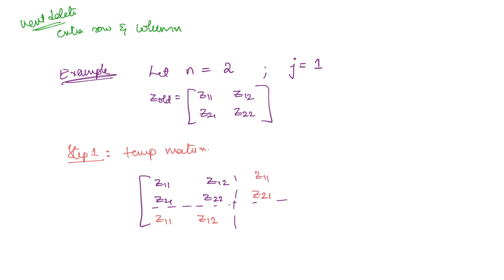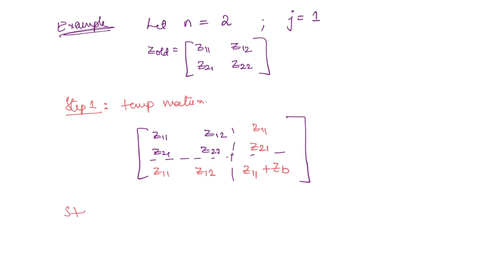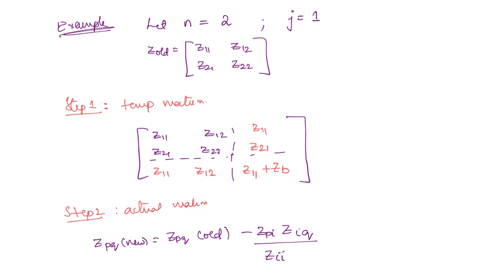Then what will be the diagonal element? Zjj plus ZB. Here j is 1. So Z11 plus ZB. So this is the temporary matrix. Now we will get the actual matrix. So here what each of the elements you are going to change into what? Zpq new is equal to Zpq old minus Zpi Ziq by Zii. So here i is nothing but n plus 1, which is equal to 3.